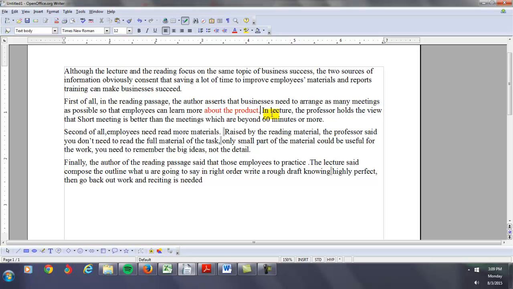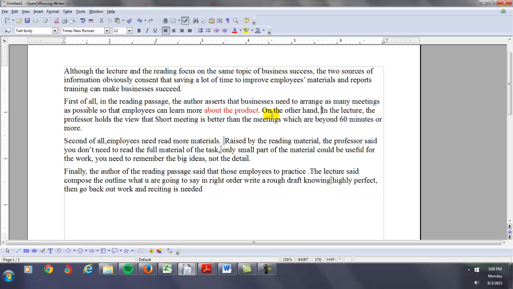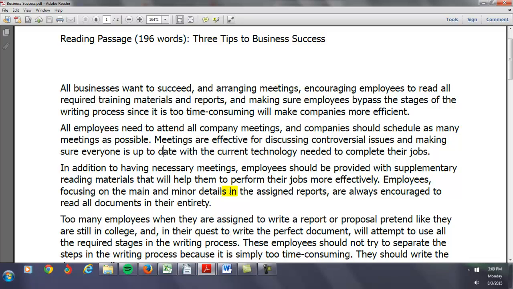Now you want to say here, in the lecture, how about this? Use a transition word to show, in the lecture, the professor holds the view that short meetings are better than the meetings which are beyond 60 minutes or more. Yes, yes, this is good. But you have the most important point, which is short meetings are more effective than longer meetings. Yes, but why does the person hold this view?